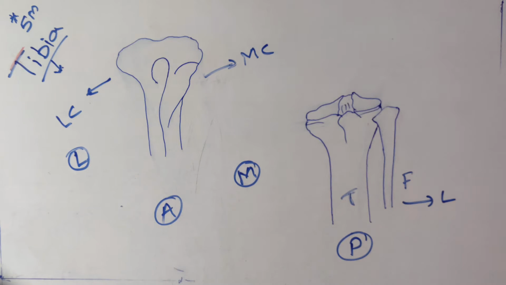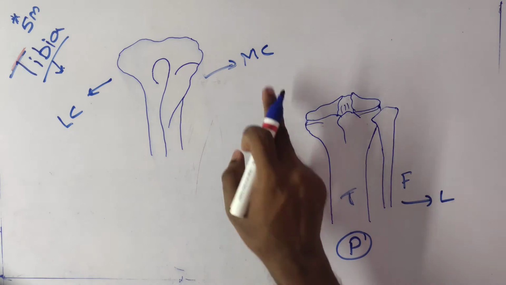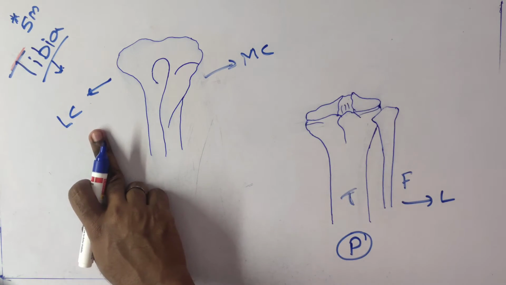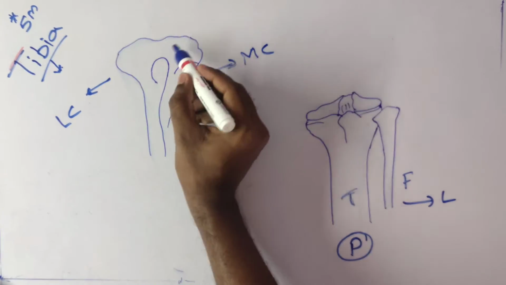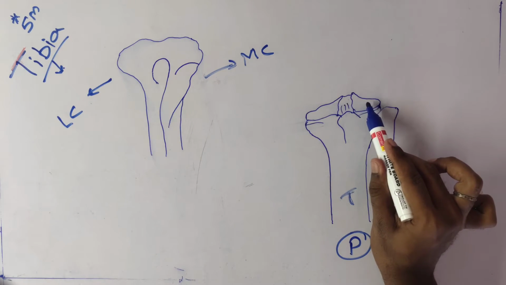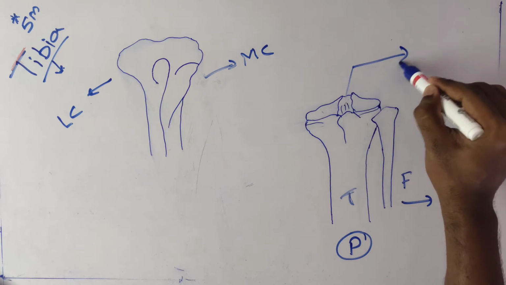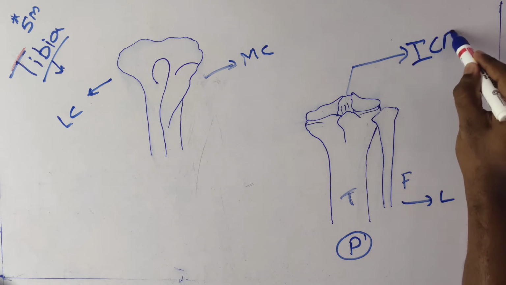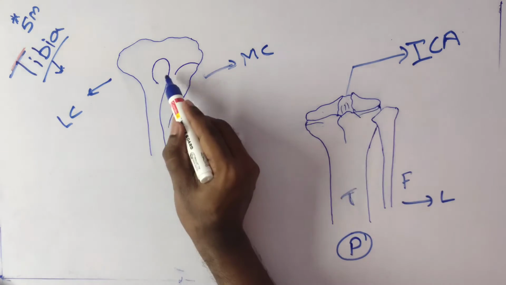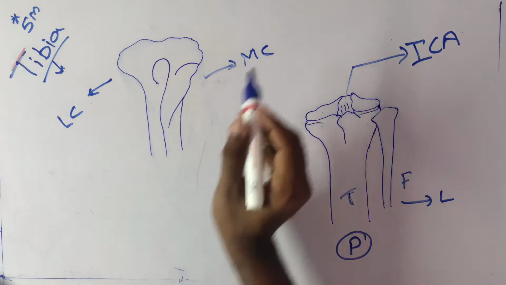Next, the upper end contains the medial condyle, this one, and the lateral condyle and the intercondylar area. Here in the posterior region we can see clearly: this is the lateral condyle, this is the medial condyle, this is the intercondylar area and tuberosity. This is the tuberosity. These are the 4 points that we will discuss in the upper end of the tibia. Next, first the medial condyle.